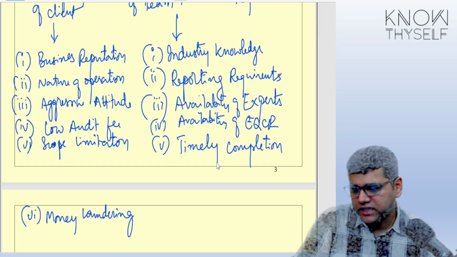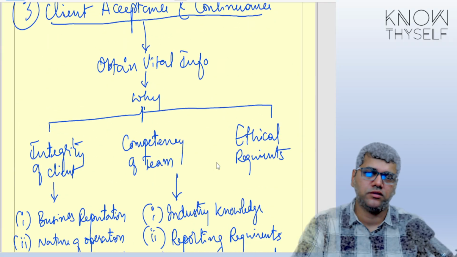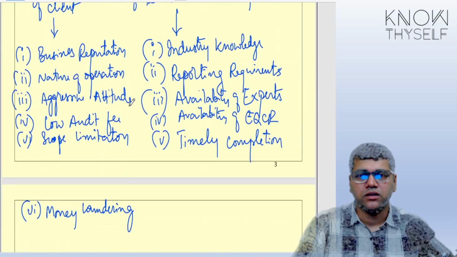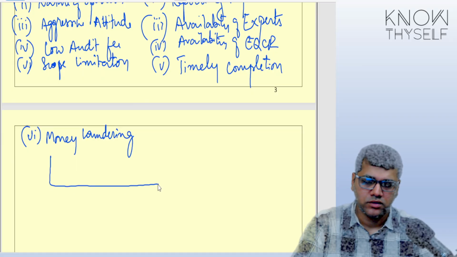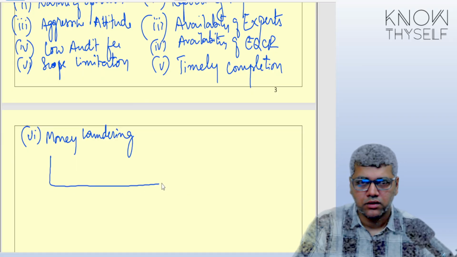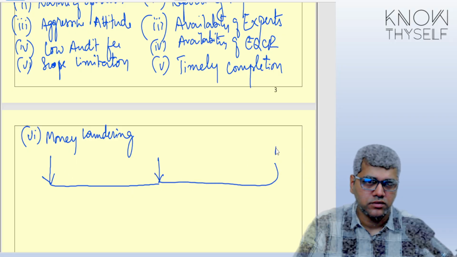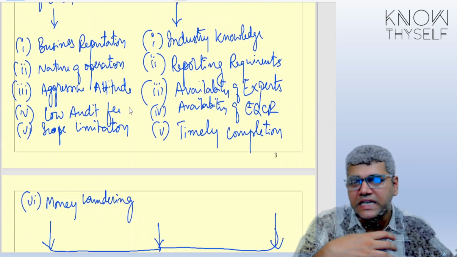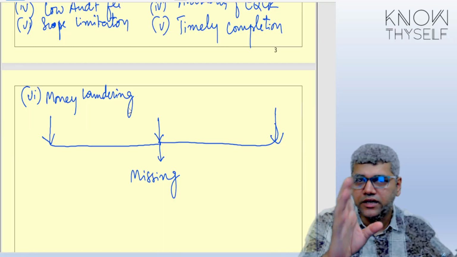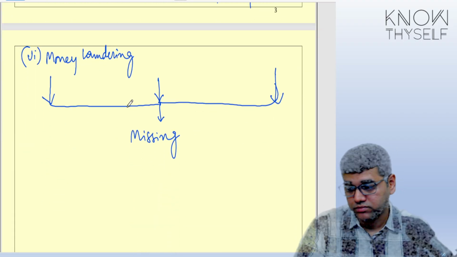And there's nothing on the ethical part here. Yes, that's it. This is all about your competency. There's one more thing. What if any of these components is missing? That means integrity is not good, you are not competent, or there are ethical issues.